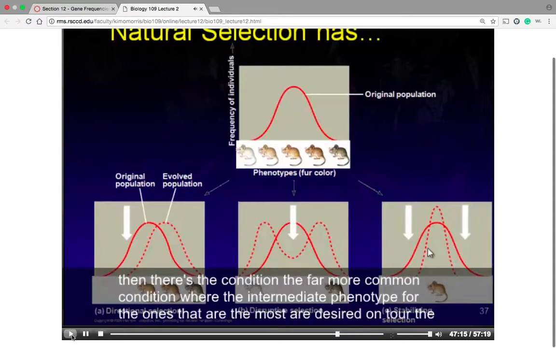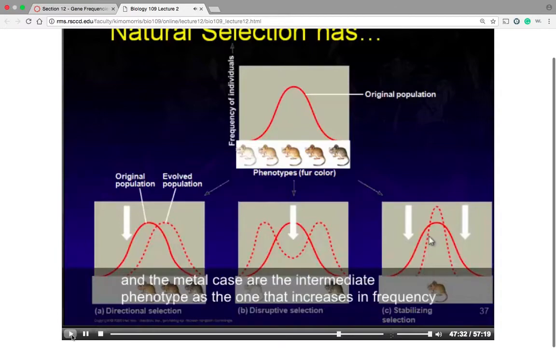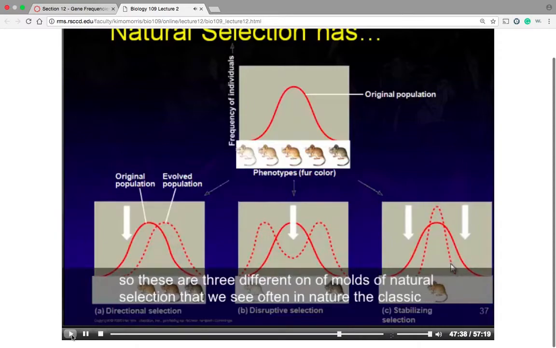Then there's the far more common condition, where the intermediate phenotypes are the ones that are the most desired, or the ones that survive most or best in the environment. If that's the case, then the extremes tend to drop out in frequency, and the intermediate phenotype is the one that increases in frequency. So these are three different modes of natural selection that we see often in nature.